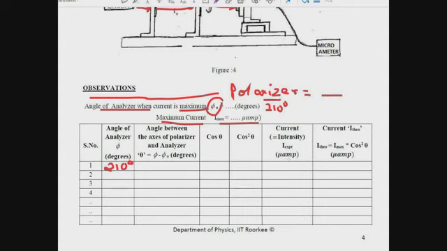Now here what will be my current? I will write down the corresponding current that I am getting. Say, for example, the maximum current over here I got is 62 milliampere. Sorry, say it is microampere, 62. So I am going to place 62. Now what is theta? Theta is phi minus phi naught. What is phi? Phi is 210 degrees. What is phi naught? Phi naught is the angle of analyzer when current is maximum, which is also 210 degrees. So 210 minus 210, that is 0 degrees.